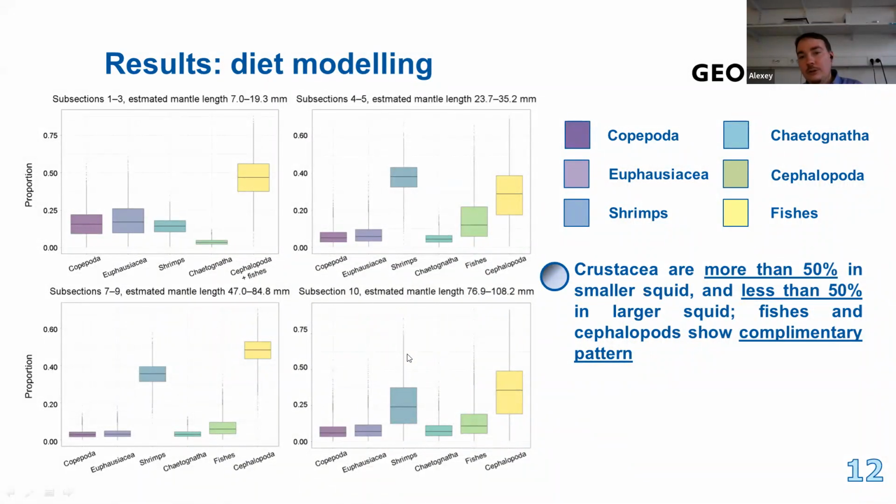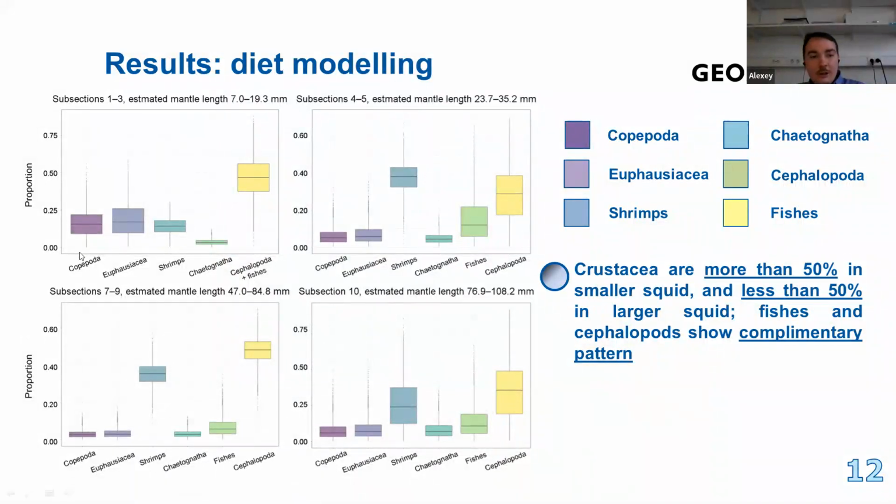Crustaceans contribute less than a half of the diet, and combined, fish and cephalopods contribute more than a half of the diet. So somewhere in between, in the sizes, they change their prey spectra from more crustaceans to more fish and cephalopods.